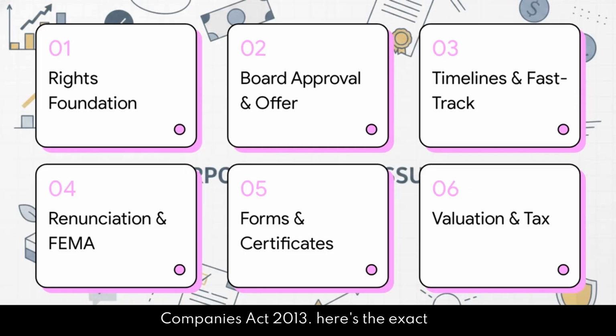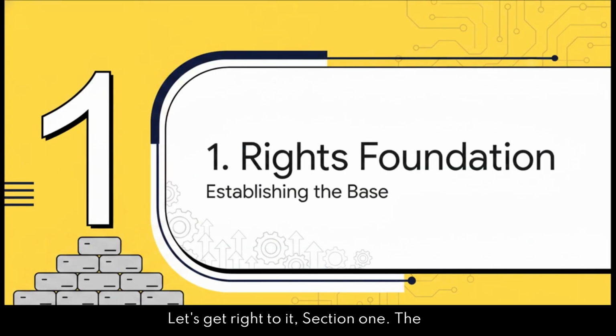Here's the exact chronological blueprint we'll be tackling today: the rights issue foundation, board approval and offer, timelines and the fast track, renunciation and FEMA rules, forms, certificates, and duty, and finally, valuation and tax implications. Let's get right to it. Section 1. The Rights Issue Foundation, establishing the base.